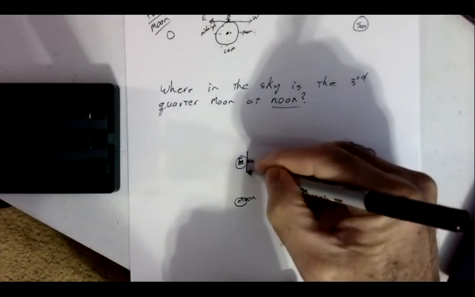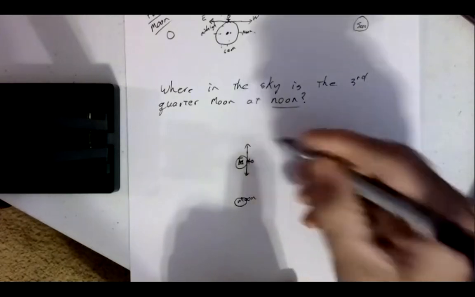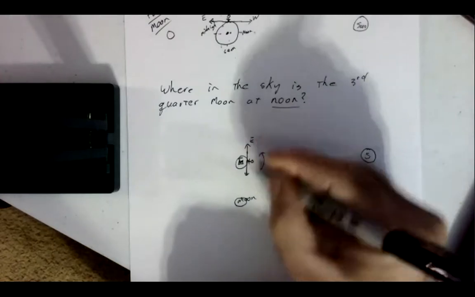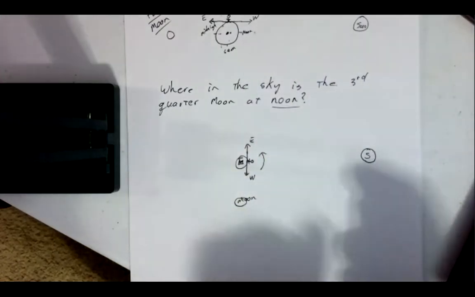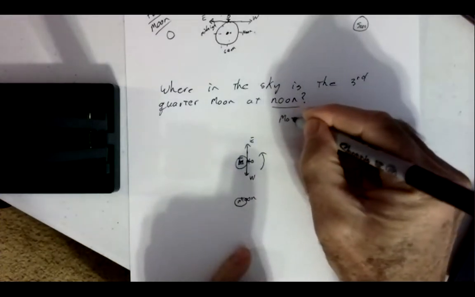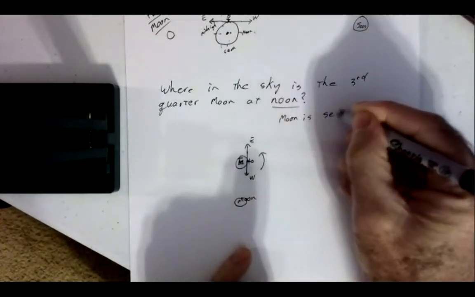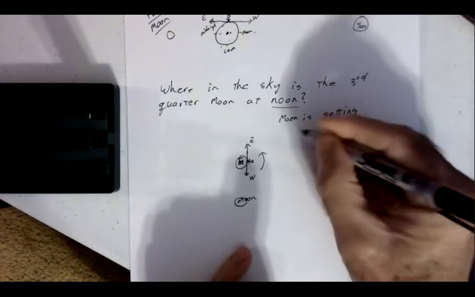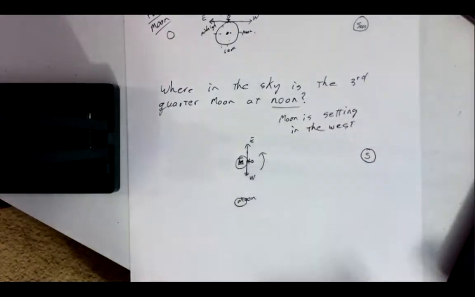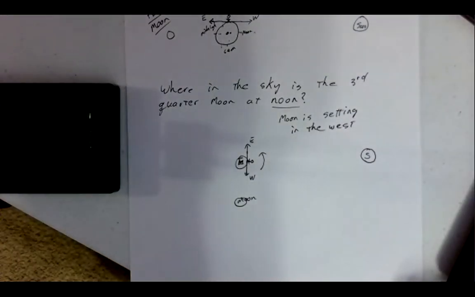I do the same thing. I draw a line at Herb's feet. And I say, oh, the Earth is spinning this way. East must be up, west is down. So the moon, where's the moon? The third quarter moon is setting. Or you could say in the west. Means the same thing. All right, that's how you do moon problems.